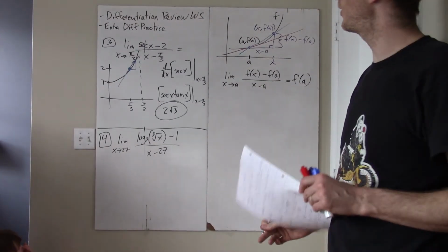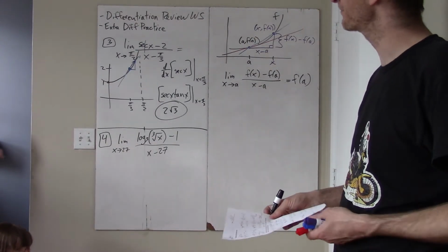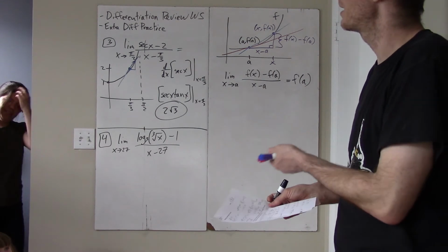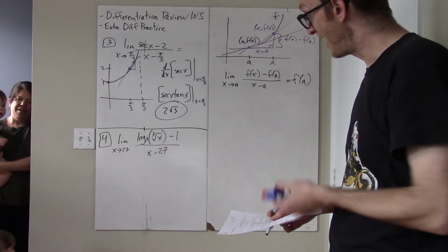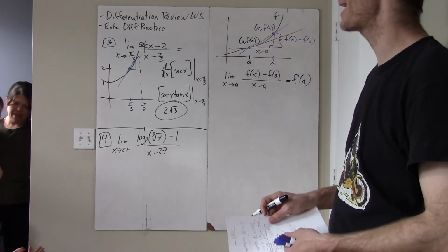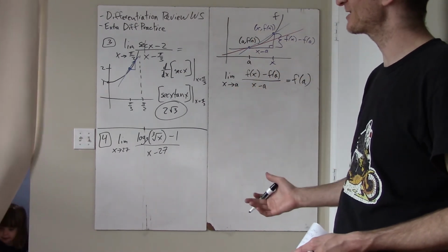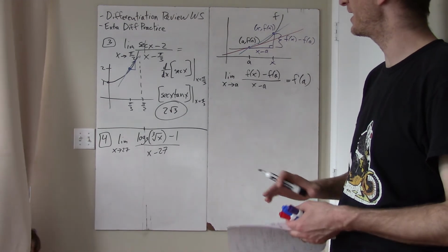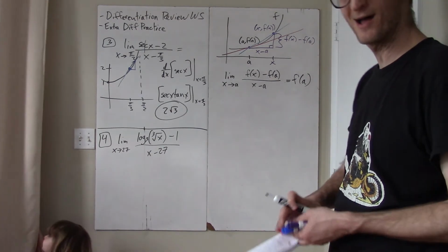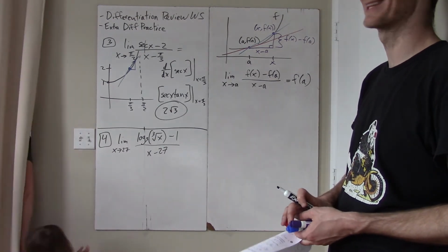Okay, let's go back. So again, this is a limit. The answer to this limit should be a number. And I don't know what that number is, and I don't have any techniques to be able to come up with the answer to this limit. So what do I do?